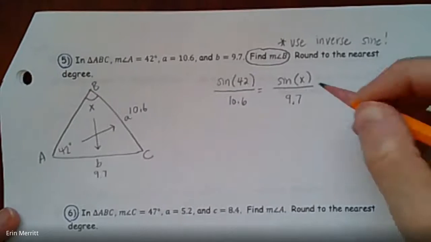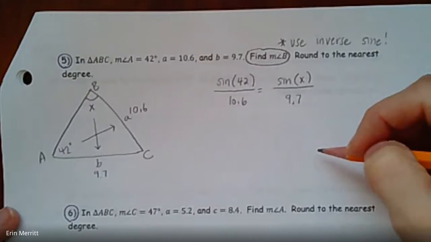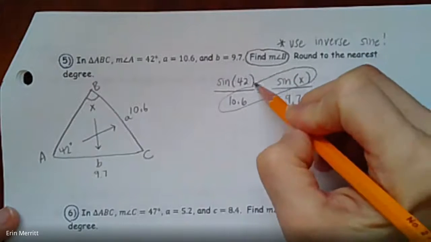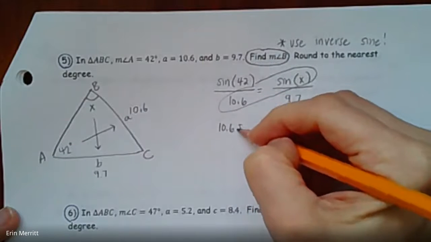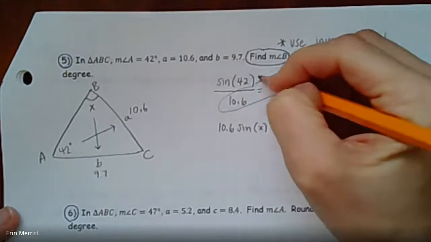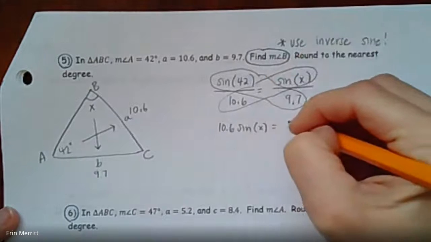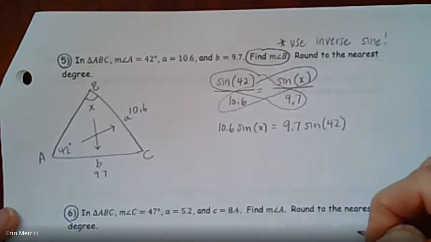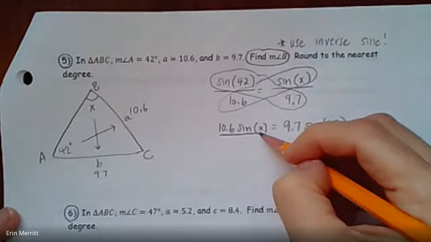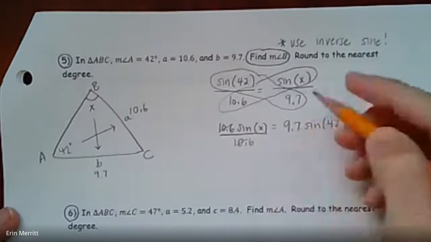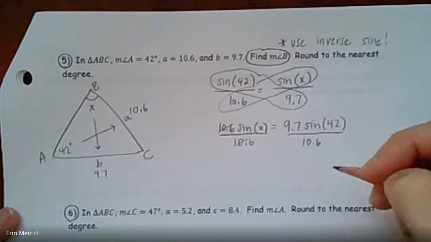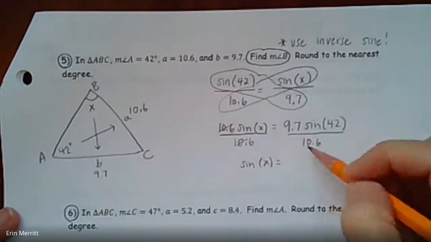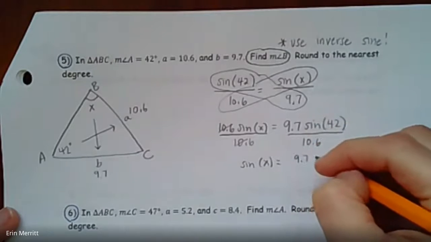All right. I still want you to start by cross multiplying because we're trying to get the x part of it alone. So go ahead and start by cross multiplying here. We get 10.6 times the sine of x. Cross multiply this, I would get 9.7 times the sine of 42. Right? You can't divide the sine out, but we could at least divide the 10.6 from both sides. That's going to leave me with sine of x equals this big old conglomerate right here. I'm just going to write it down one more time.